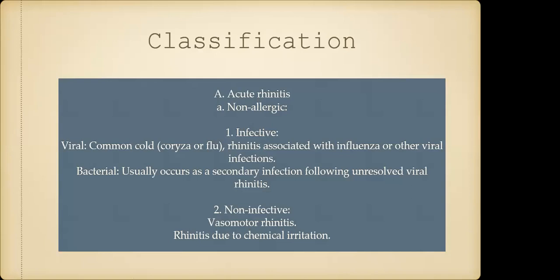That's why it is the itis at the end, it's inflammation. So it can be classified into acute and chronic. Whereby acute rhinitis, you're considering things that are less than a month. And for acute rhinitis, it could be allergic and non-allergic. For the non-allergic, we have what is infective and non-infective. So you find that there are various divisions of rhinitis which you need to classify.